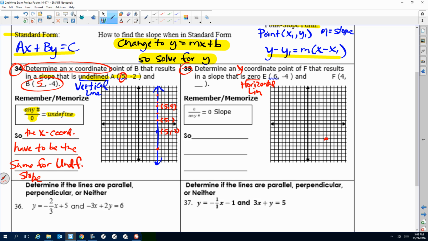And that is the same for when you're looking for a 0 slope. Not our undefined, our key information here was 0 slope, right here, the slope is 0. We're trying to determine the y coordinate. Here's my point I'm using. Should probably circle that, should have underlined that, but I have it right here. Here's my horizontal line. Horizontal lines give me a 0 slope.